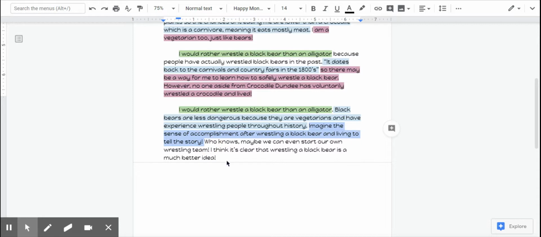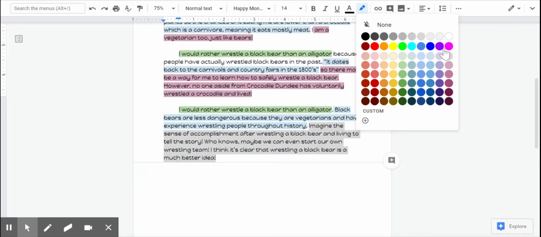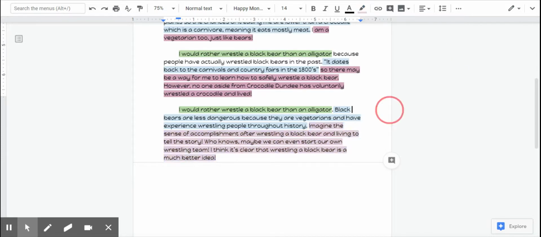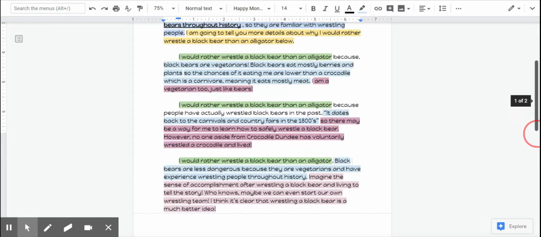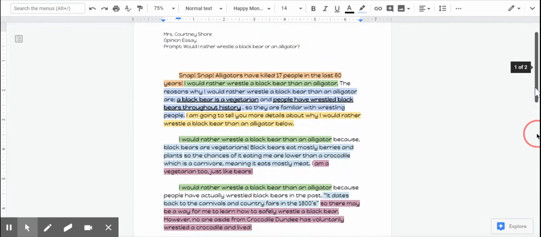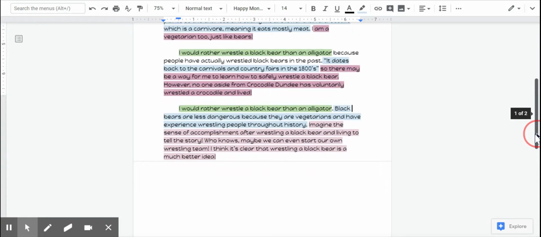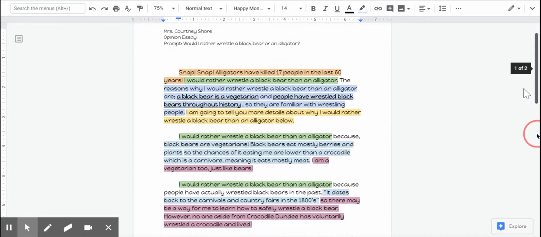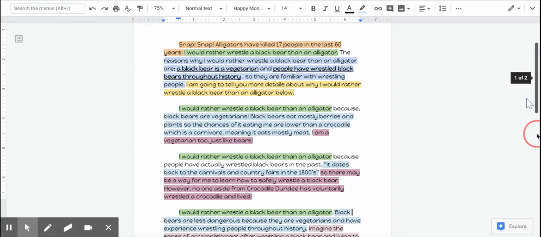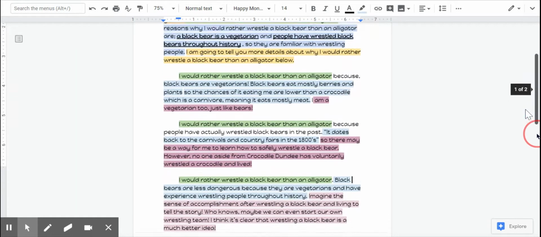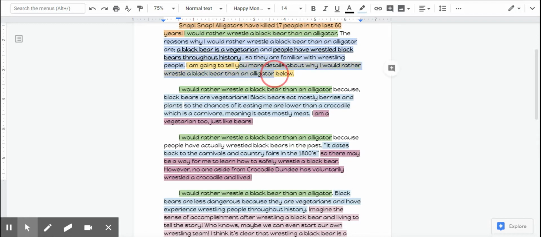I think it's clear that wrestling a black bear is a much better idea. This is all my own elaboration, okay? I am adding in my own thoughts. I'm talking about something that I think is really proving my opinion and really sharing my reasoning. Okay, so that's pretty much all there is to writing an opinion essay. There's one little thing that we can add in here. Do you see how I have this transition sentence here?